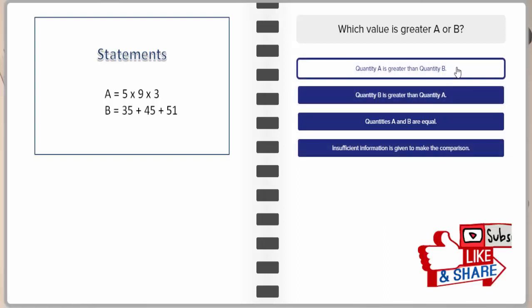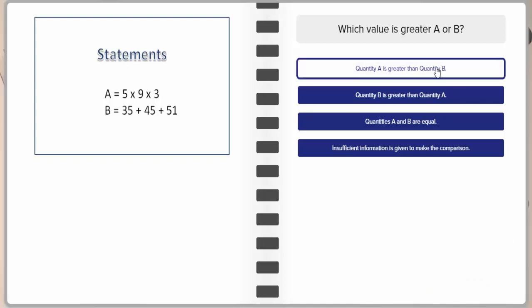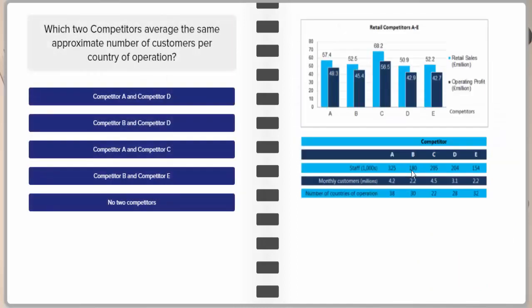Is it okay? No, 5, 45, 45, 3, 135. So A is greater than B. Okay guys, let's check it out. Which two competitors average the same approximate number of customers per country of operation?